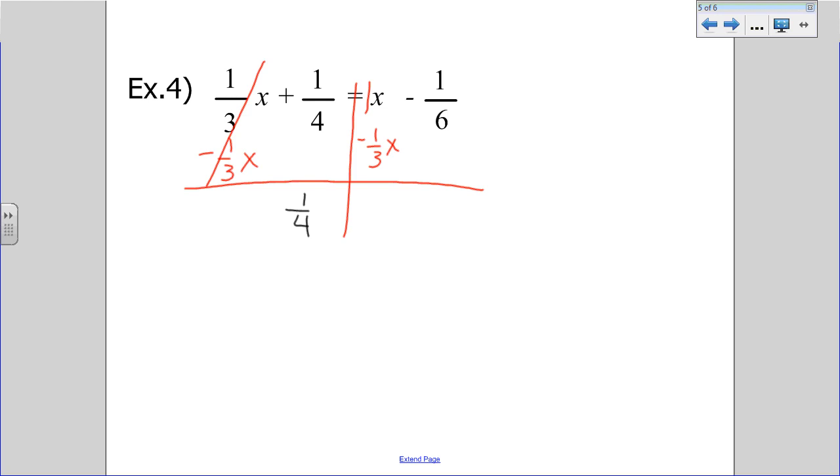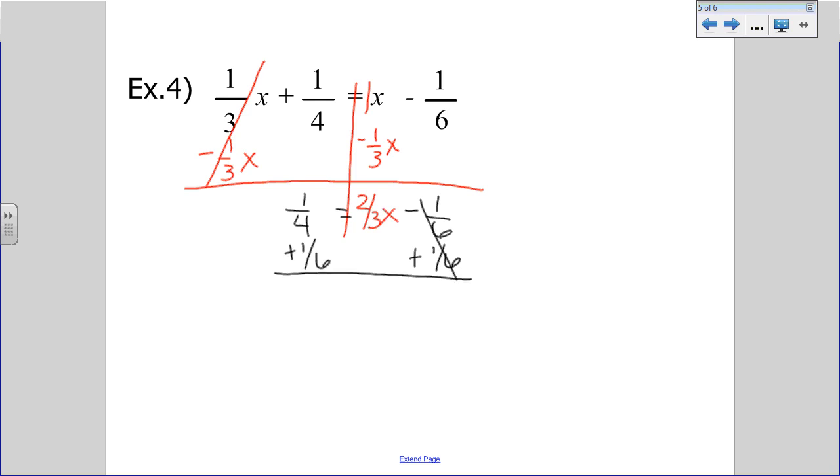If you have one pizza and you take away 1/3 of the pizza, you have 2/3. You have 2/3 of the pizza left, so this is 2/3 x. And then we have minus 1/6. We now need to undo the subtraction, so we add 1/6 to each side.